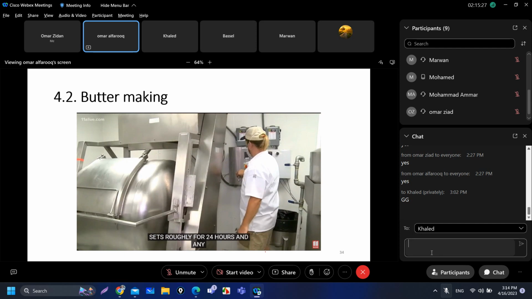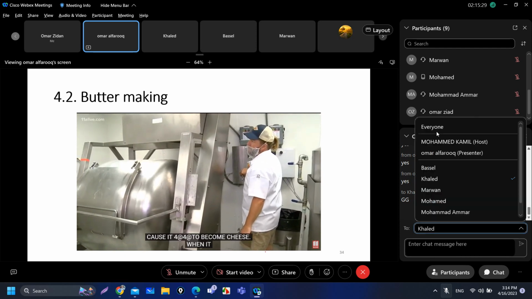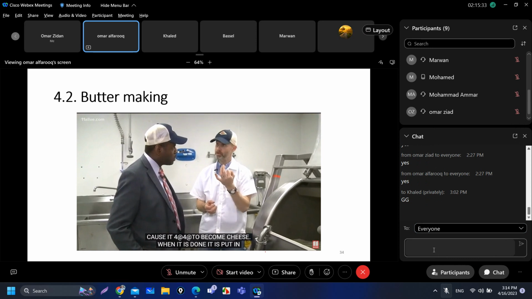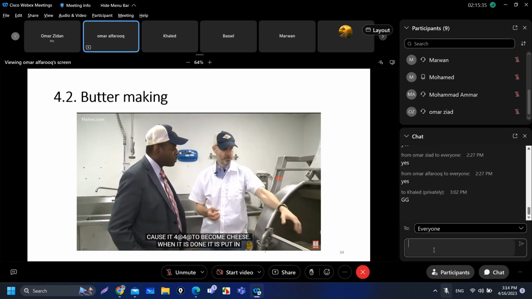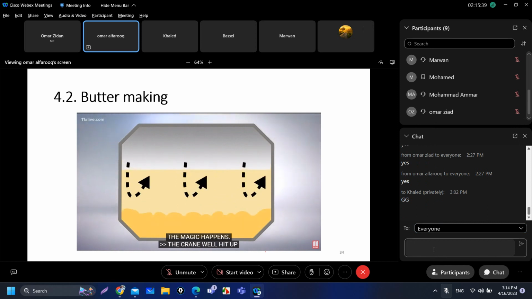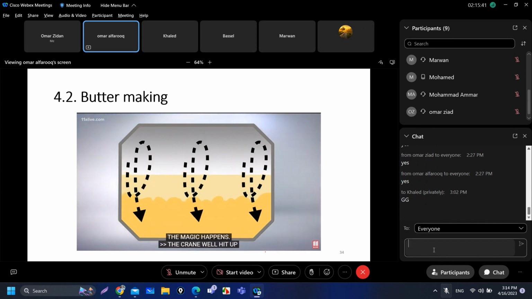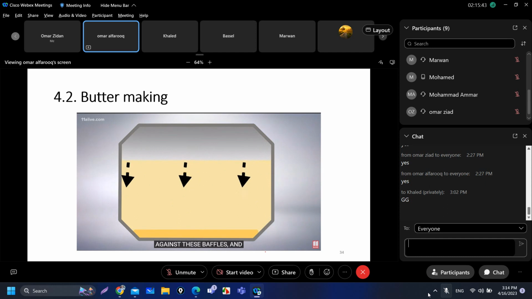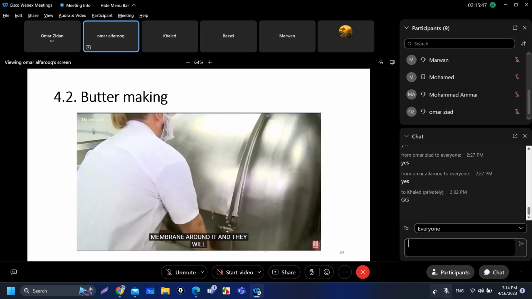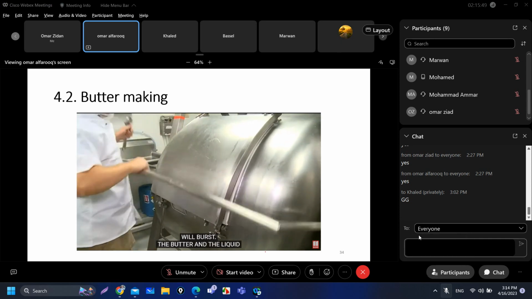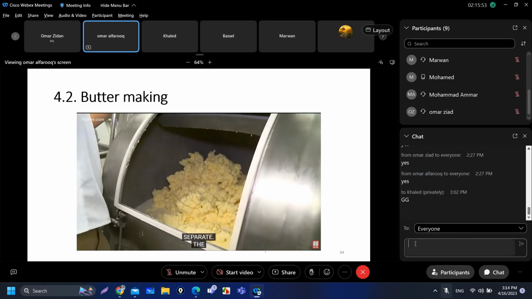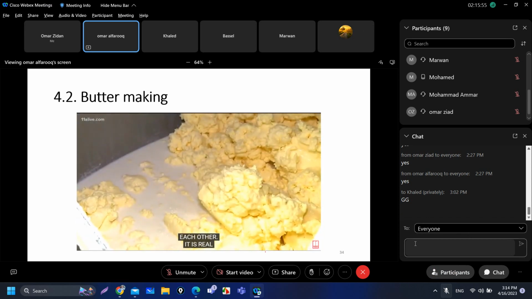The cream will bash up against the baffles. All those little fat molecules in this heavy cream have a membrane around them, and it bursts. The butter and the liquid separate. So the butter fat and the buttermilk separate from each other. This is real buttermilk. People drank it in the 1800s. This is the real thing. This is not sour milk.